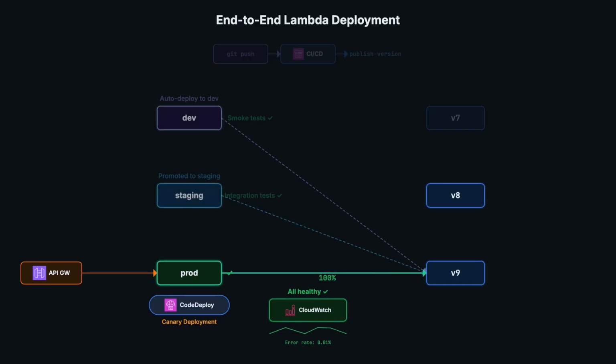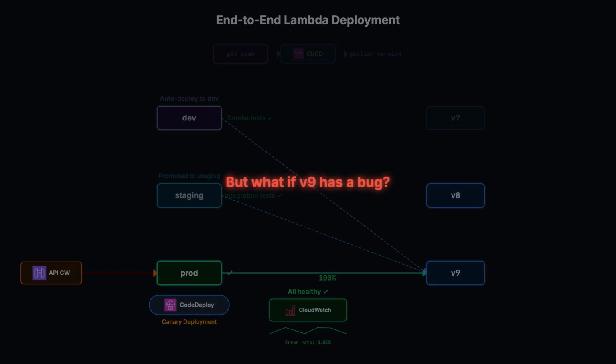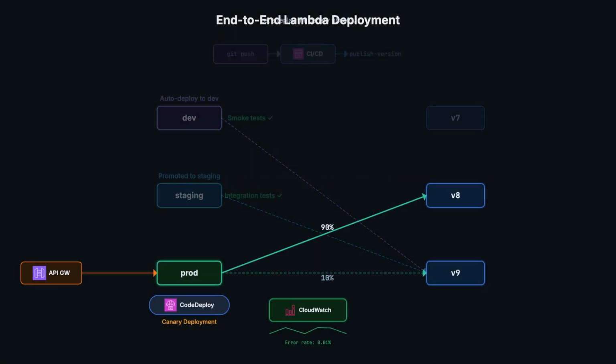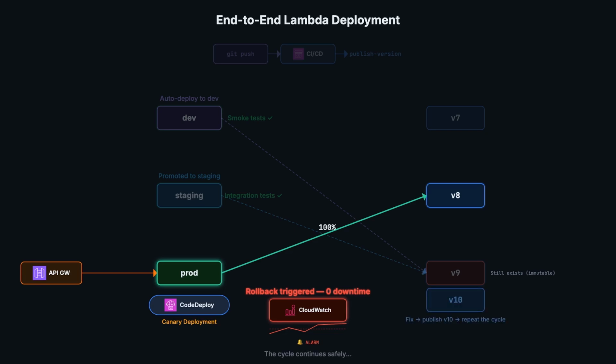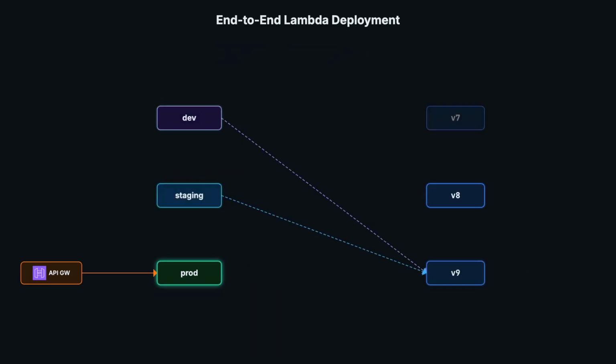But what if v9 has a bug? Let's replay that canary phase. Same setup, 90-10 split. This time, errors start flowing through v9. Only 10% of the users are affected. CloudWatch catches it, error rate spikes past the threshold and the alarm fires. Automatic rollback. All traffic back to v8. Zero downtime. 90% of the users never saw the bug. And v9 still exists. It's immutable. You can inspect it, debug it, fix the bug, publish v10 and start the cycle again safely.